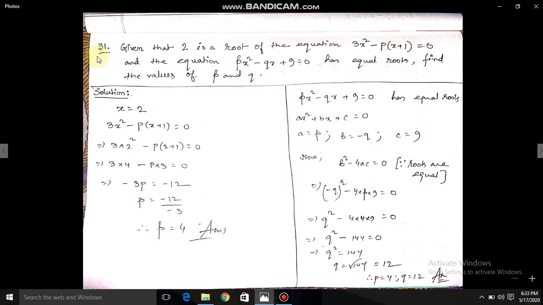Question number 31, see it's given that 2 is a root of the equation 3x square minus p into x plus 1 is equal to 0, and the equation px square minus qx plus 9 is equal to 0 has equal roots. Find the value of p and q. So in the first case it is given 2 is the root of the equation. That means x is equal to 2 is the solution of this equation. So if I put the value of 2 in place of x, then the equation will be satisfied.